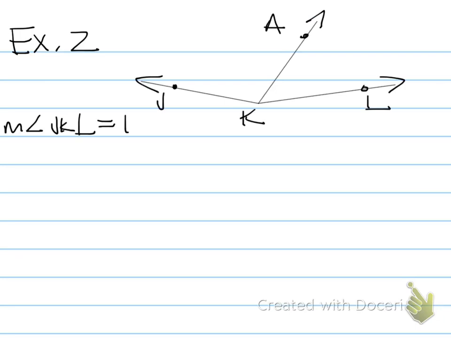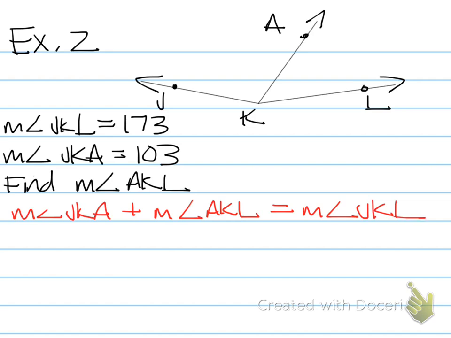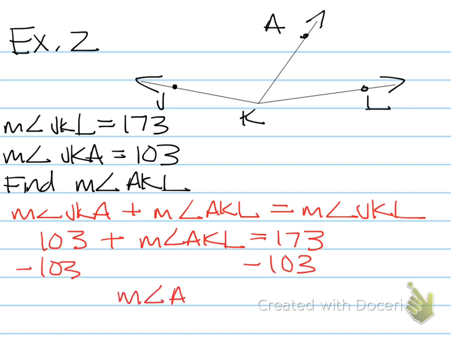In this example, we want to find the measure of angle AKL. So again, the two adjacent angles are JKA and AKL. When I add those two angles up, they will equal the measure of angle JKL. Plug in the measures that are given. To solve for the measure of angle AKL, we need to subtract 103 from both sides. The measure of angle AKL is 70.